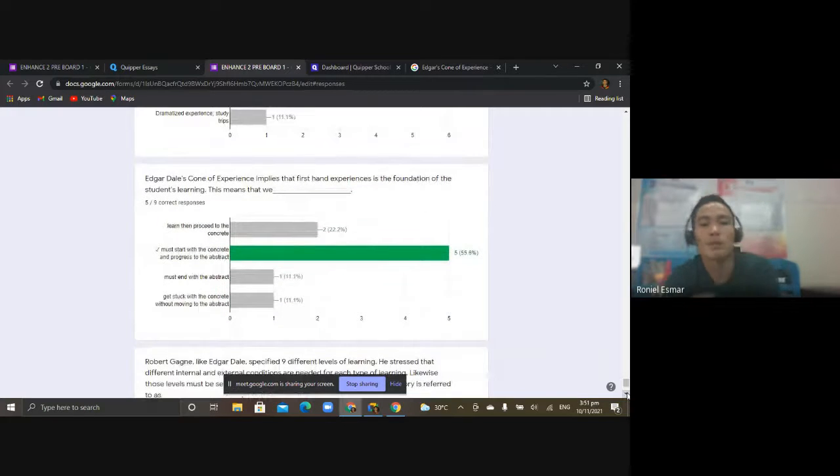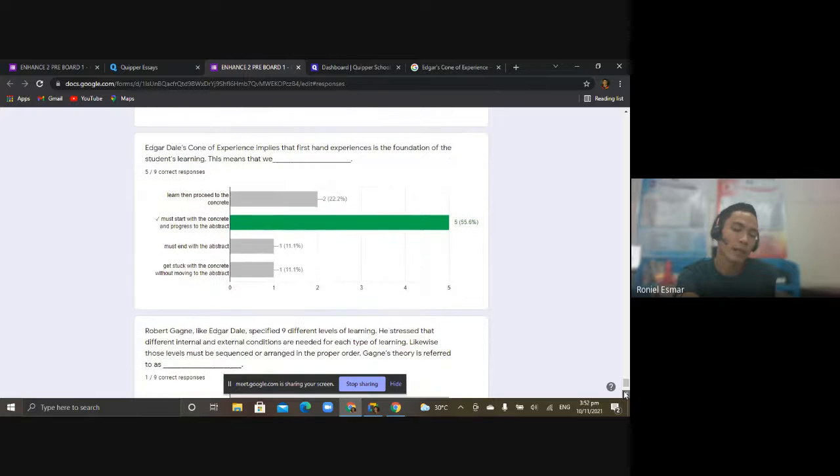Last few items. Edgar Dale's cone of experience implies that first-hand experiences are the foundation of the student's learning. This means that we must start with the concrete and progress to the abstract. That's according to Edgar Dale's cone of experiences. That's why it always starts with direct purposeful experiences because those are concrete, if it was experienced directly. So that's why the correct answer for this item is letter B or option number 2.